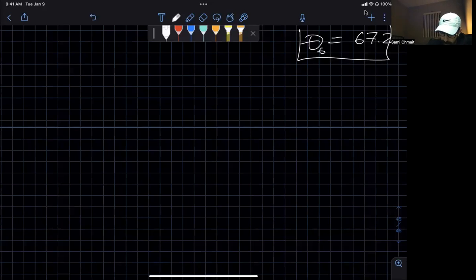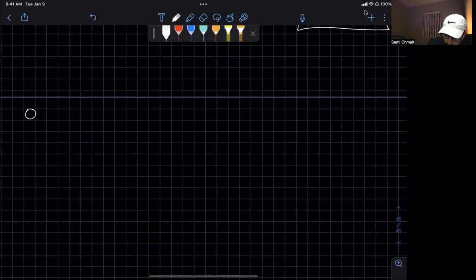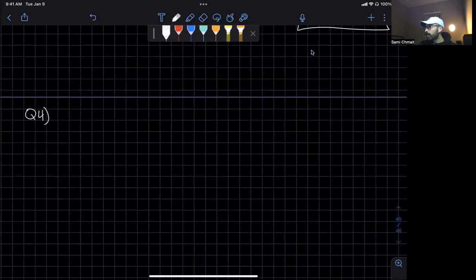So let's just dive into this question here, Q4. Question 4, here we have an equilateral triangle. The index of refraction is 1.6. We want to determine the exit angle.